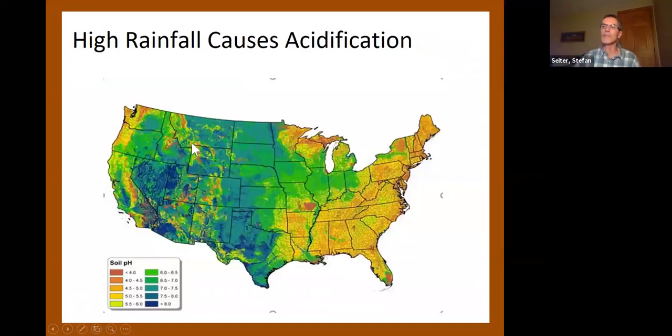And it sure is. If you look at the US, it also becomes really clear. Everything that's brown, yellow, and green is basically more in the acidic range. Everything that's blue is in the more alkaline range. And you can see here, where is it brownest? Well, where it rains a lot. It rains a lot here in the Coast Range of Oregon, here in the Sierras, and certainly over here in the Southeast. So high rainfall causes acidification.